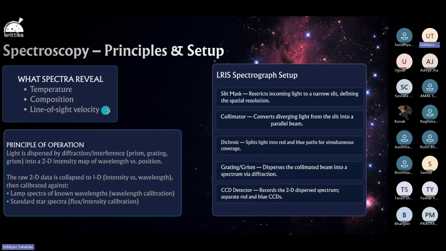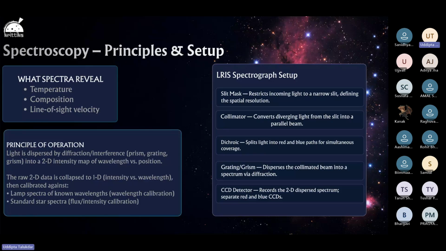Next is the line of sight velocity. If a star is moving towards or away from you, those fingerprint lines, as we discussed in composition, shift. Moving towards you means lines shift blue, and moving away means lines shift red. This is the Doppler effect, and it's how we measure if stars are orbiting each other or how fast the galaxies are flying apart. So basically, photometry gives you the brightness, and spectroscopy gives you the story of that light.